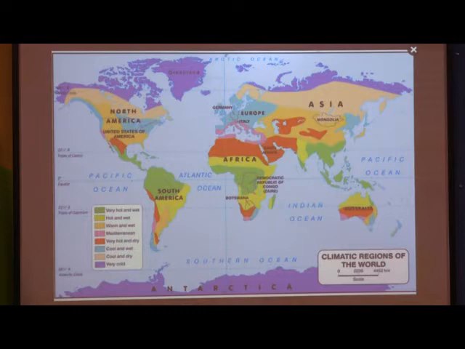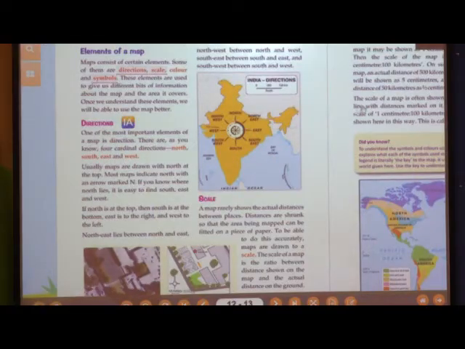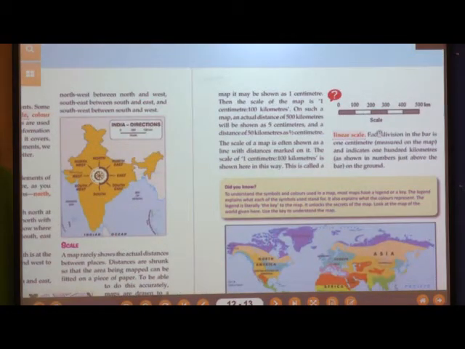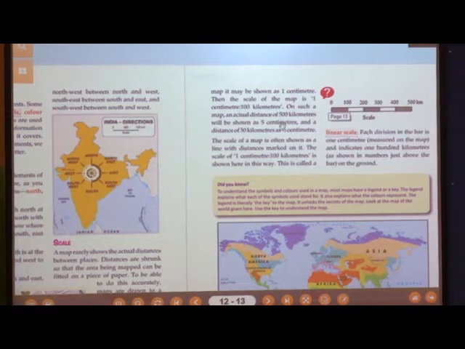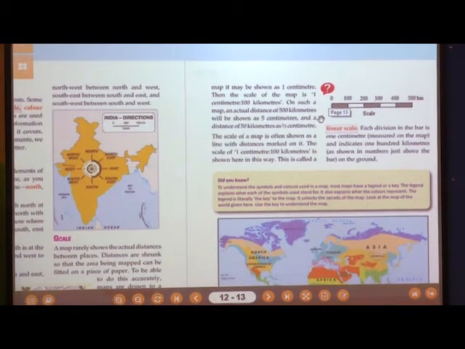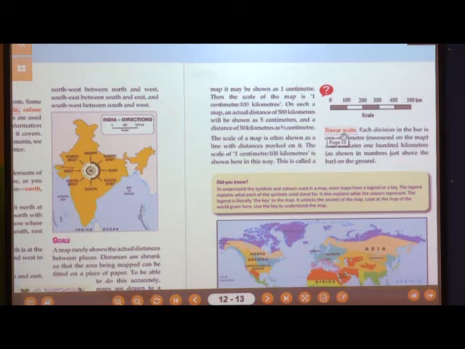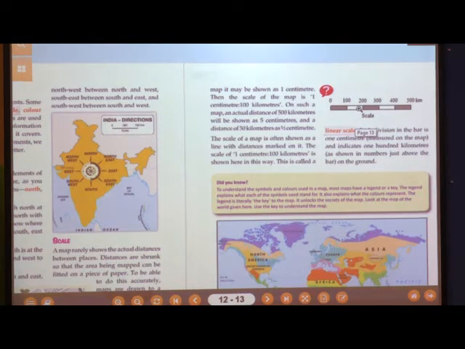I will show that bar. It is shown here. This is called a linear bar. This bar is also given on the maps. They also show it on the map. So this bar is called a linear bar. Now see, it is written each division in the bar is 1 centimeter here. From 0 to 100, it is 1 centimeter. From 100 to 200 kilometers, it is 2 centimeters.